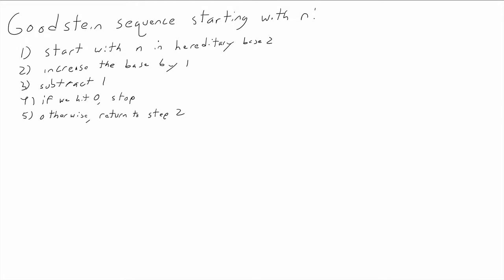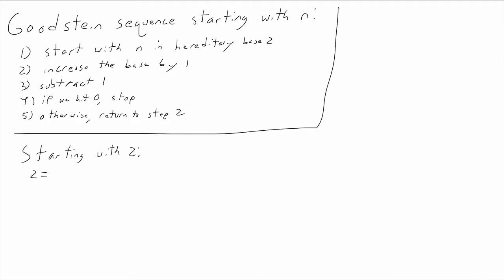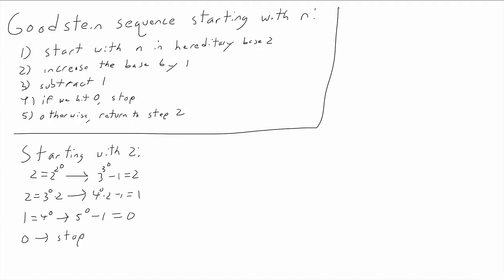So the Goodstein sequence starting with 2 continues to 2, because that's 3 to the 1 minus 1. And then 2 in hereditary base 3 is just 3 to the 0 times 2. So in base 4 it doesn't change. And then when we subtract 1, we get 1. And then when we base change 1 from base 4 to base 5, it doesn't change. So we subtract 1 to get 0. So the Goodstein sequence starting with 2 is just 2, 2, 1, 0.